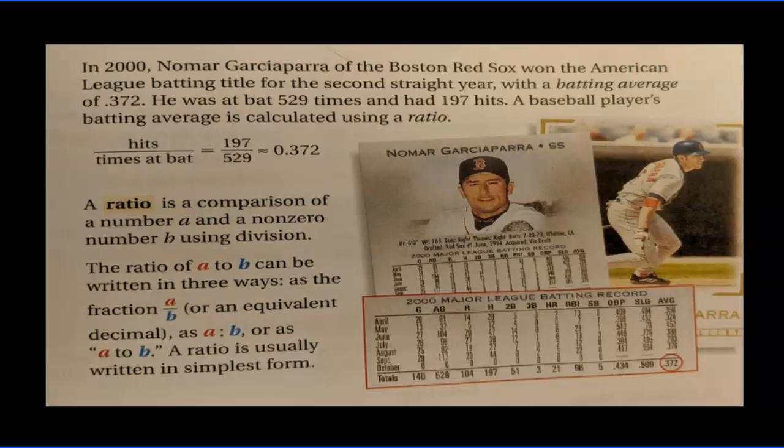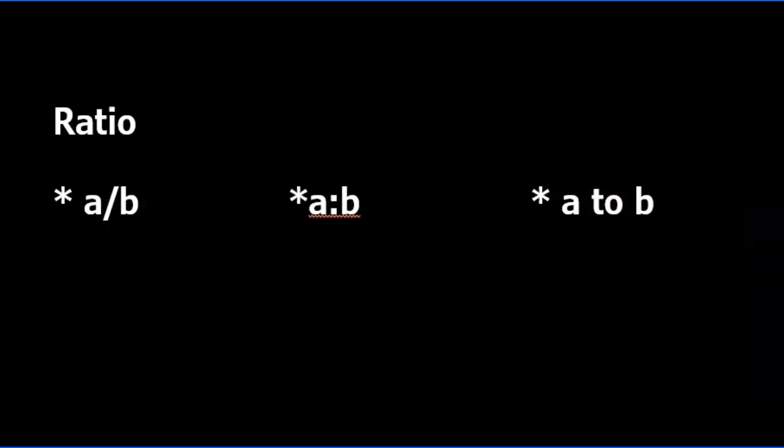A ratio is a comparison of two numbers, A and B, where B is a non-zero number, and we use division for that. There are three different ways that you can write this. For the rest of the video, my fractions will just be a slash, like this, A over B. The second way you can write it is with the colon, A:B, and the last way is with the word to, A to B.